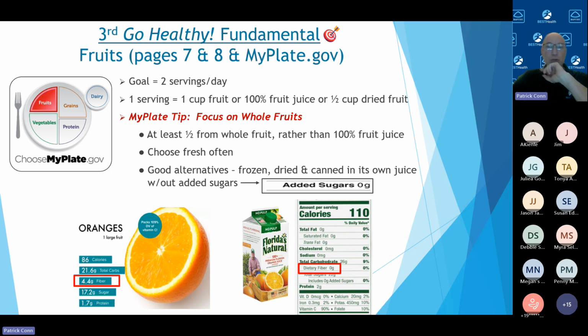Any questions on your fruits before I give you tips to increase fruits? Okay, and if that chat pops up, I will grab it.